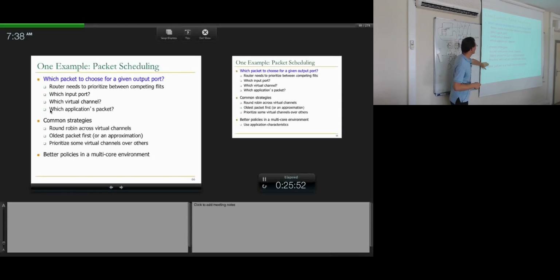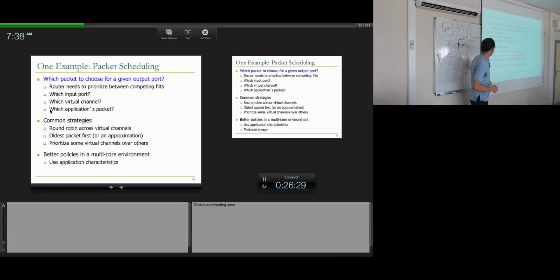There are common strategies that have been used. For example, you can round robin across virtual channels. If you have 4 input ports and 4 virtual channels each, you have 16 things, and you pick the non-empty virtual channel in a round-robin way. You can do oldest packet first, or you can have an approximation of it. This may be fair in some definition of the word fair, but it's not clear. You can prioritize some virtual channels over others. This basically allows you to actually implement prioritization, some quality of service in the network.